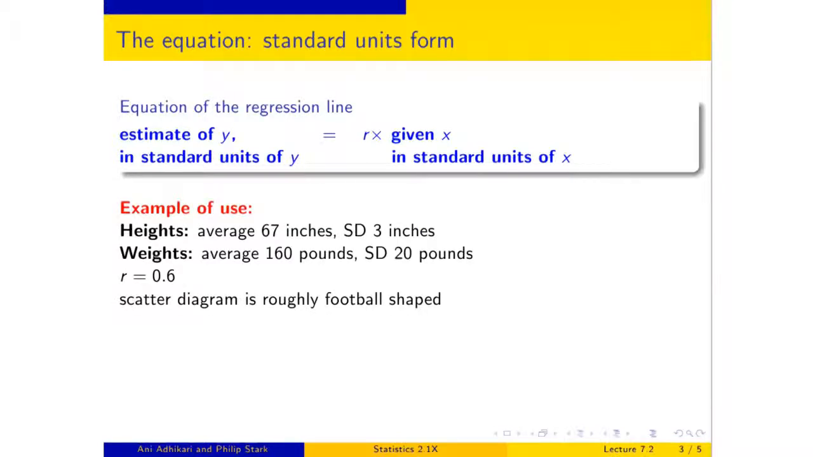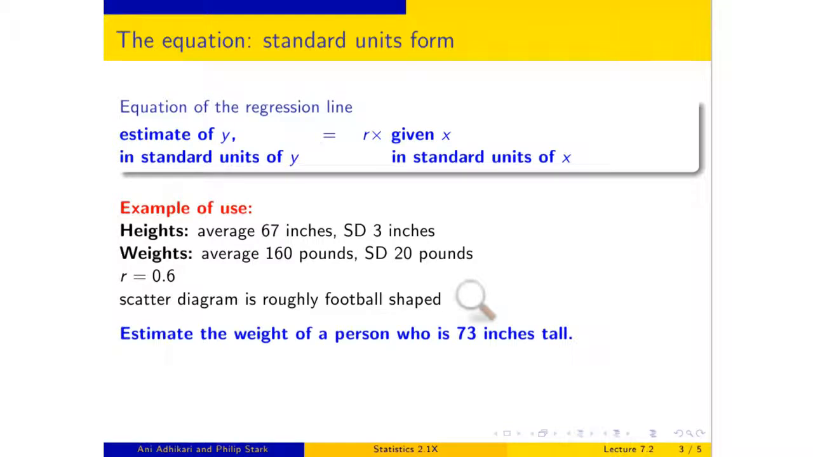So here are some data. You've got a distribution of heights, you know the average and the SD. You've got also a distribution of weights, and you know the average and SD of the weights. And now here is the number r that connects the two variables. And you are told that the scatter diagram is roughly football shaped. So what are you asked to do? Well, you're given somebody's height. You're told that this person is 73 inches tall, and you are asked to estimate the person's weight.